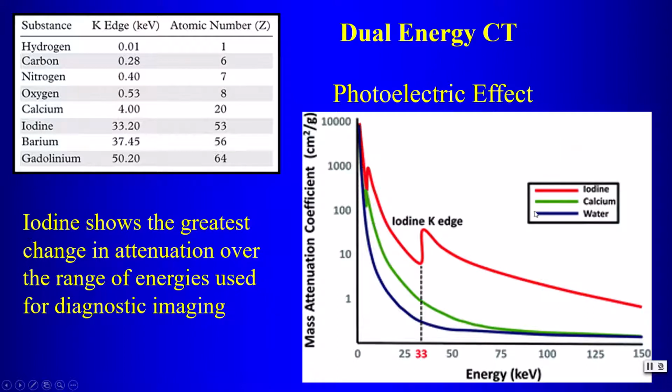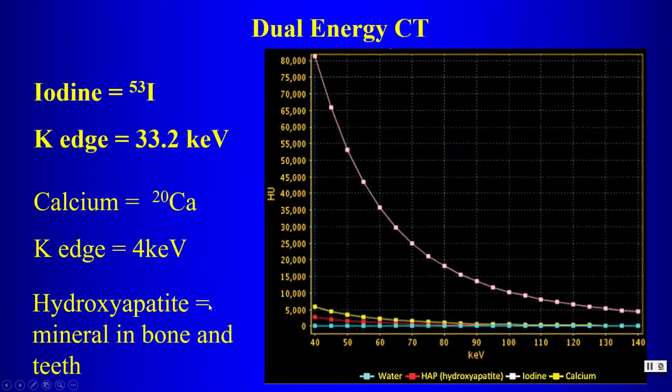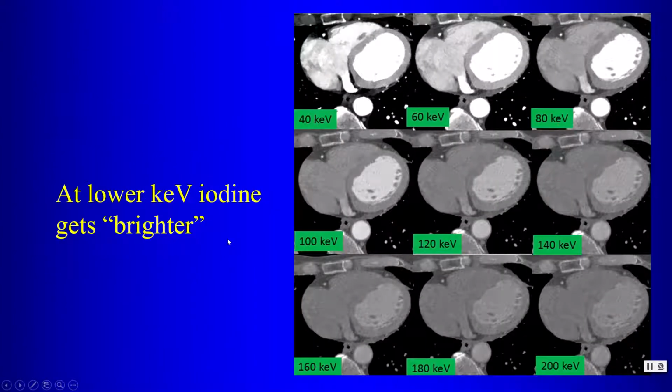When you compare iodine to calcium and water, you can see that the change in the attenuation of iodine is quite dramatic. When we examine this in Hounsfield units, it's even more dramatic. So here is the attenuation of iodine across a range of X-ray energies that we like to use for diagnostic imaging. Now, water does not change much at all. You see the attenuation of water stays at 0, whereas calcium changes a little bit, not as much as iodine. And hydroxyapatite, which is the mineral found in bone and teeth, also changes very slightly, but again, nothing is as good as iodine as a contrast agent.